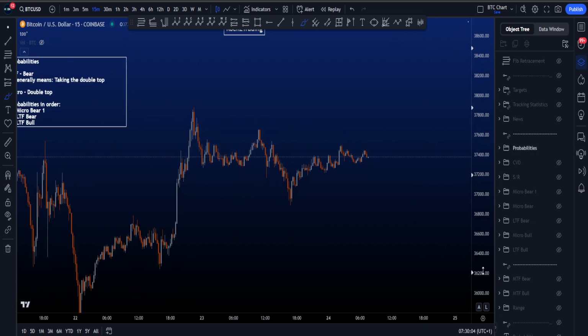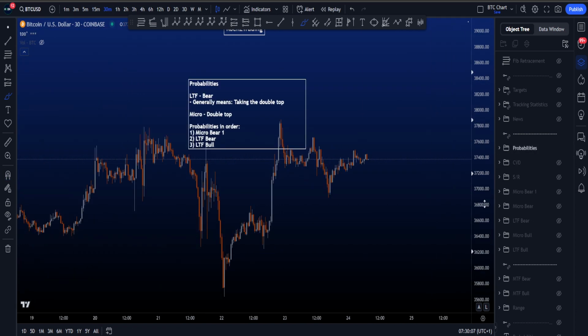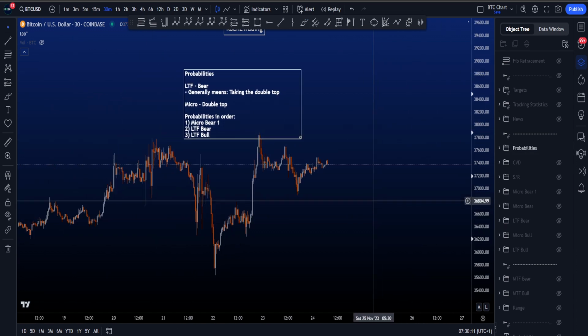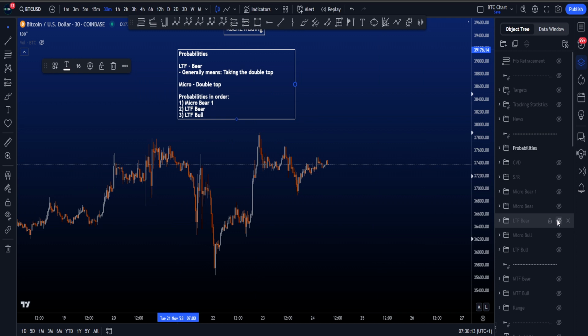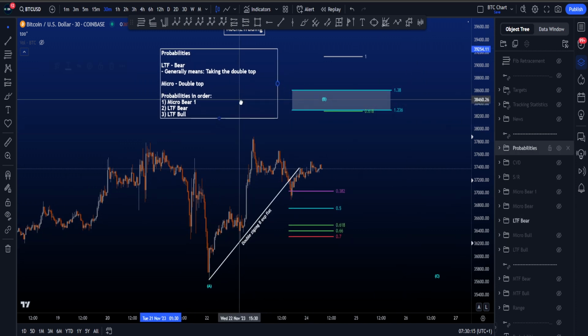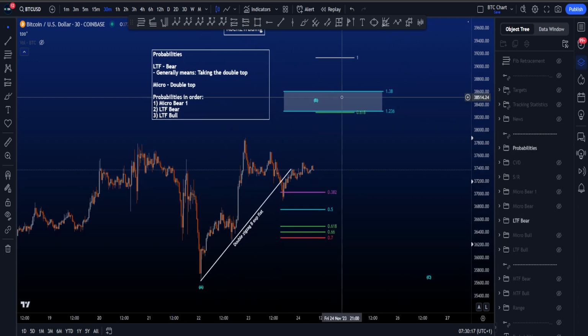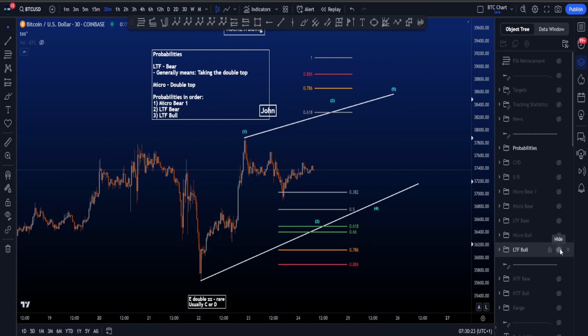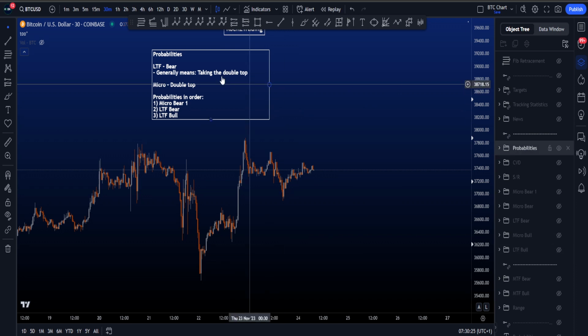If we then look at the probabilities of the different scenarios, then on the low time frame, the bearish scenario currently has the higher probability compared to the bullish scenario, which is the diagonal. So a flat scenario in an A, B, and then a wave C currently carries some higher probabilities compared to the bullish scenario, which is the ending diagonal scenario here. But generally, it means taking the double top, because that is what we're looking for in both scenarios.